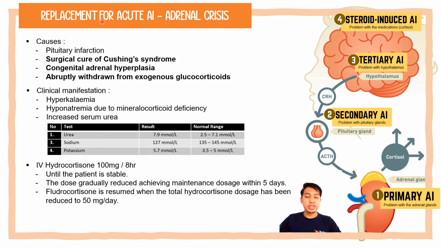For acute adrenocortical insufficiency, also known as adrenal crisis, treatment must be instituted immediately once we suspect any case of acute adrenocortical insufficiency. Acute cortisol deficiency can happen due to pituitary infarction or after surgical cure of Cushing syndrome. This adrenal crisis may also occur in patients who are abruptly withdrawn from exogenous glucocorticoids.